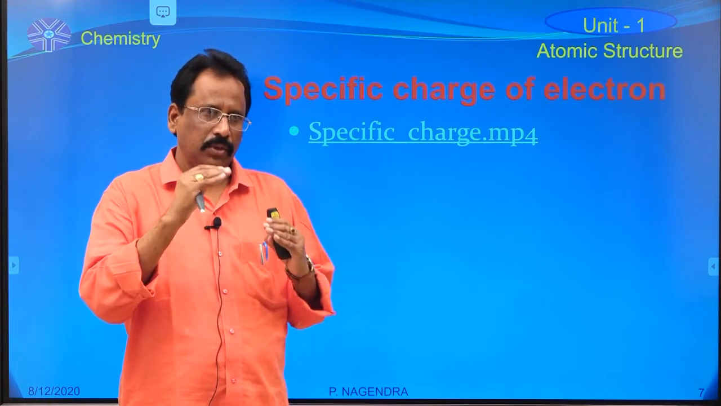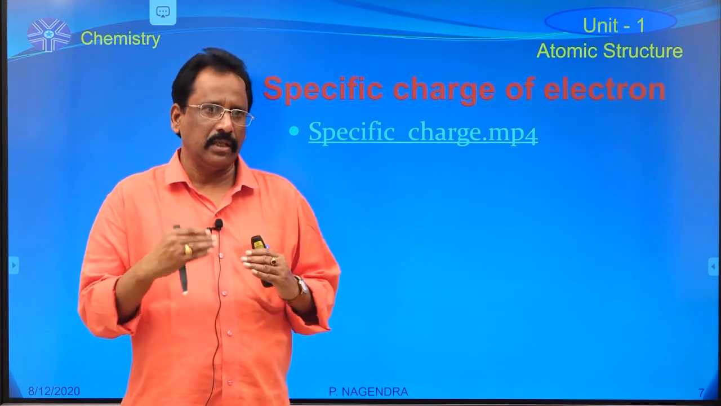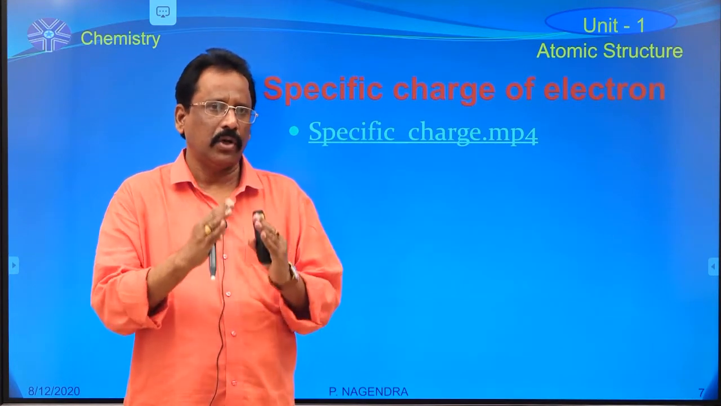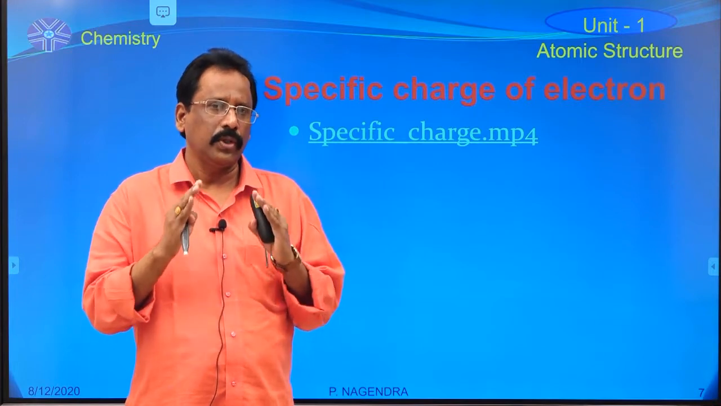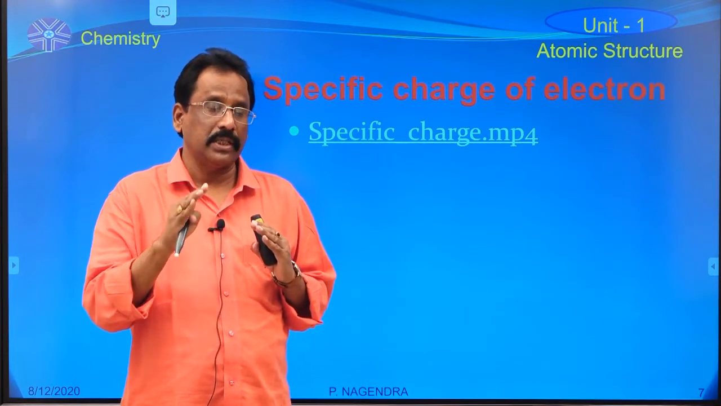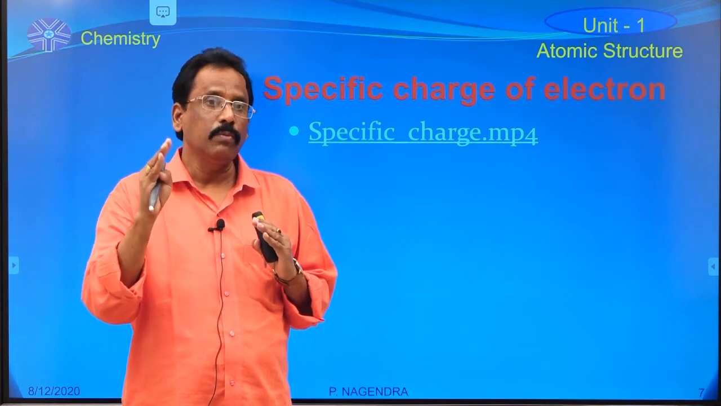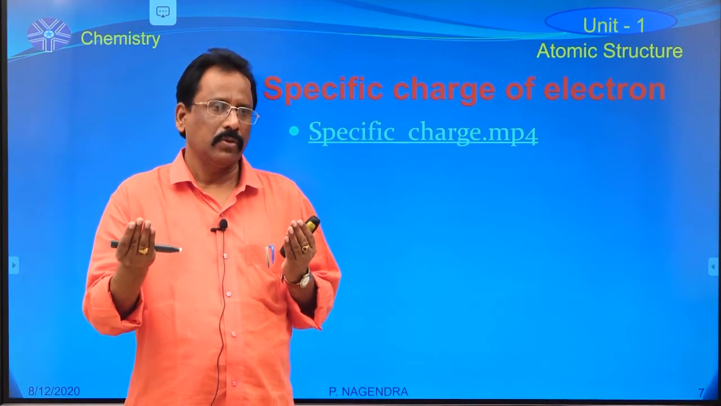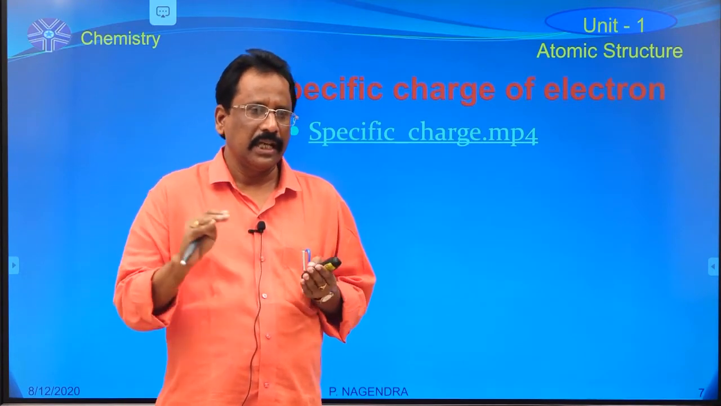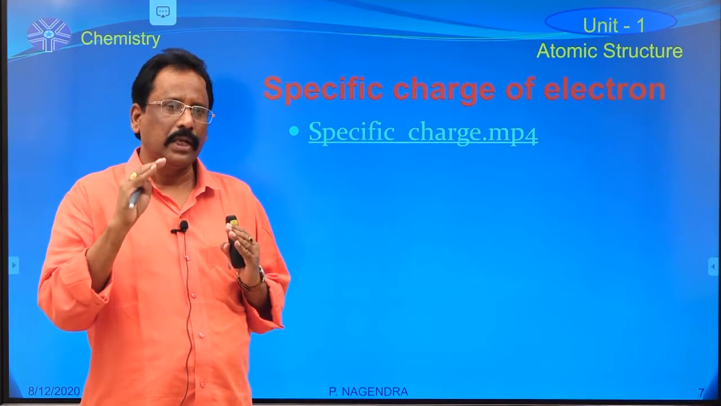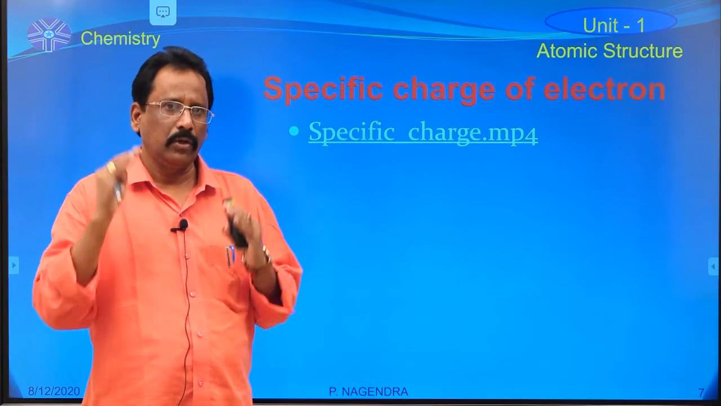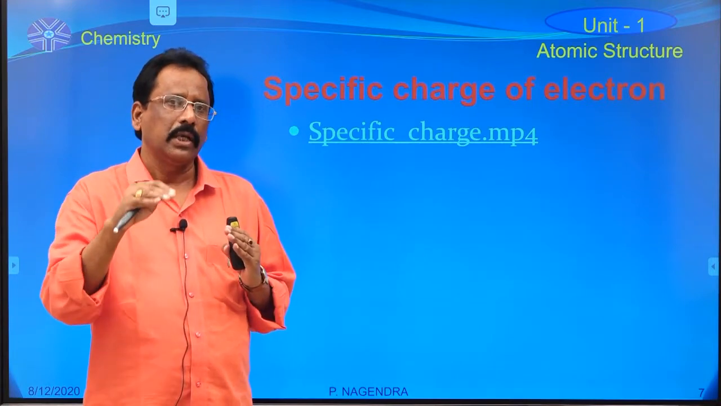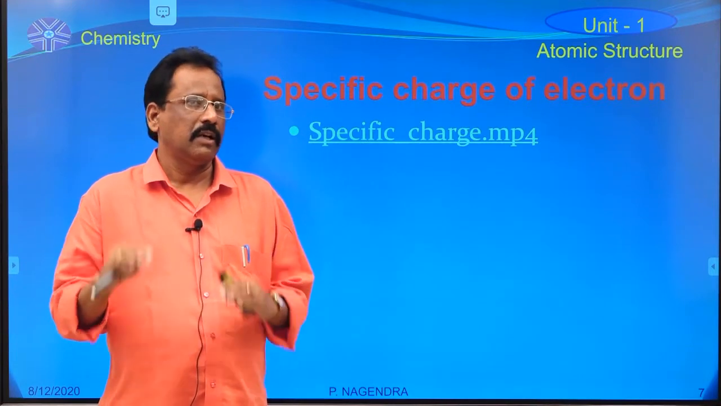If you change the nature of the gas in discharge tube, the specific charge of the electron is uniform for all gases. Its value is minus 1.76 into 10 power 11 coulomb per kilogram, if the charge of the electron is expressed in coulombs. Now e/m value of the electron is minus 1.76 into 10 power 11 coulomb per kilogram. If you know the charge of the particle like electron in coulombs, it is possible to calculate its mass also.